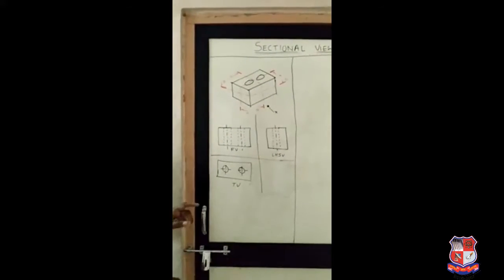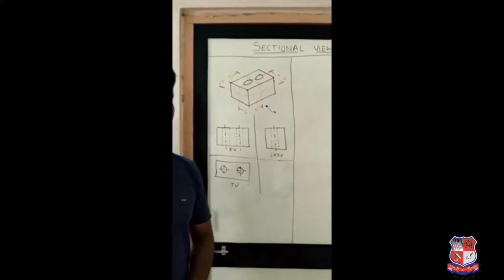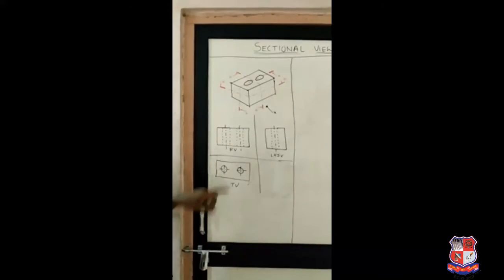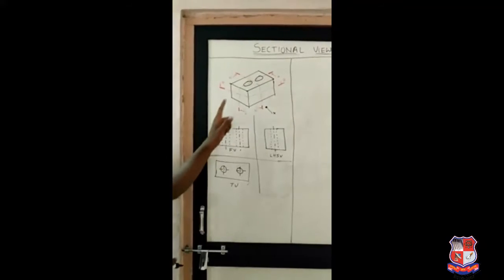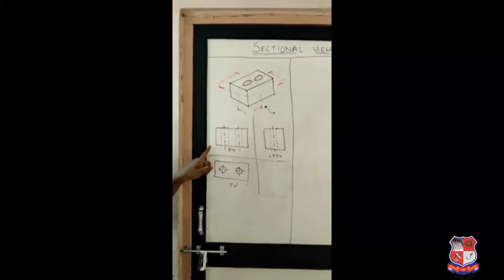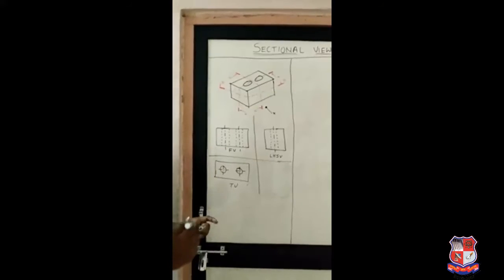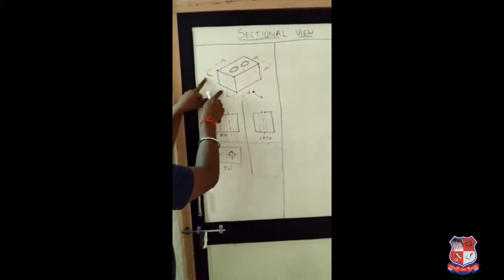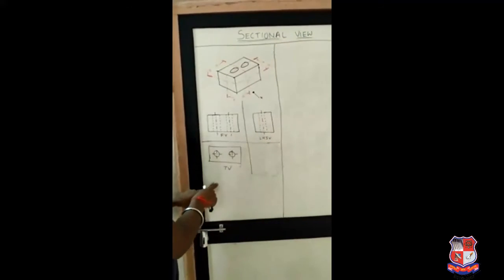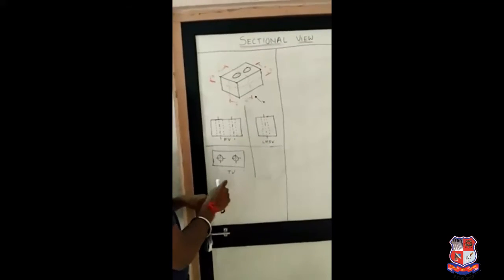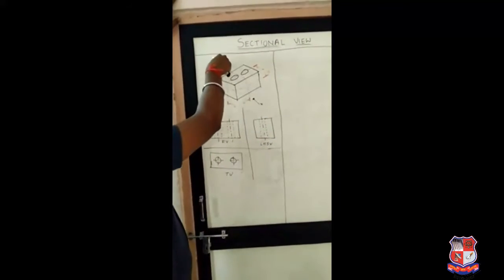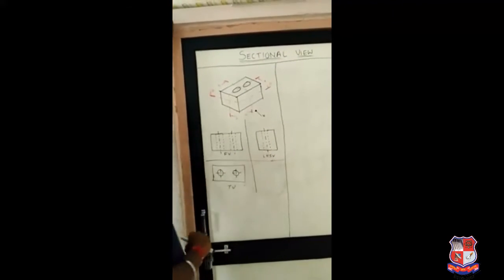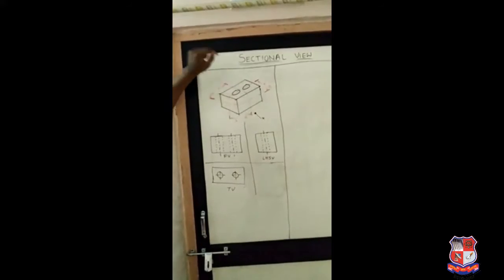Now we are going to convert this front view, top view and side view into sectional views by following these three cutting plane lines. First, the cutting plane line AA is visible from top view and side view, so we need to convert this front view into sectional front view. If we follow cutting plane line BB, it is visible in side view and front view, so we need to convert this top view into sectional top view. And the third line is visible from top view and front view, so we need to convert the side view into sectional side view if we follow the cutting plane line CC.